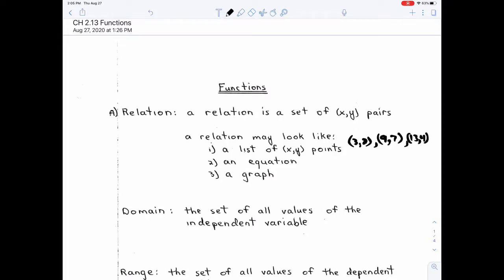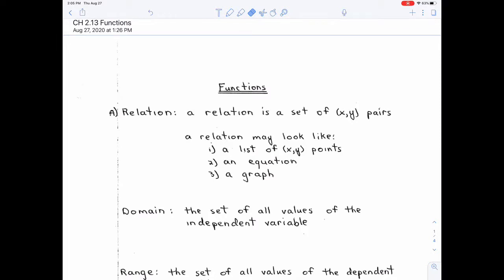It can look like an equation: y equals 5x squared plus 7x. You don't need to write these down. Or it can look like a graph, something like that. Those are just examples of what I mean, which hopefully is pretty obvious.